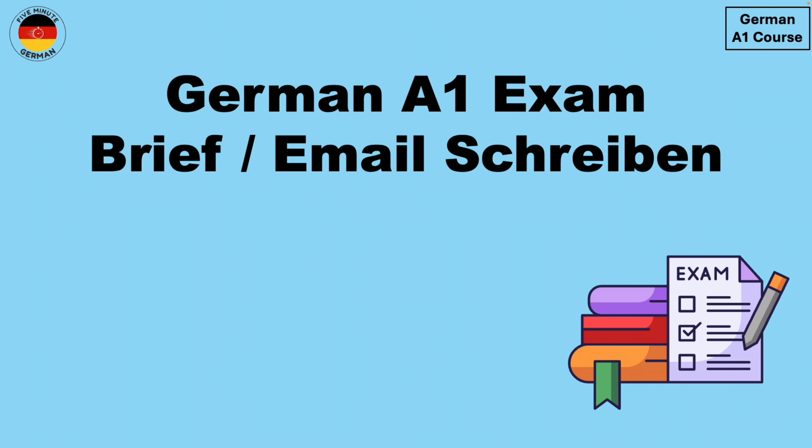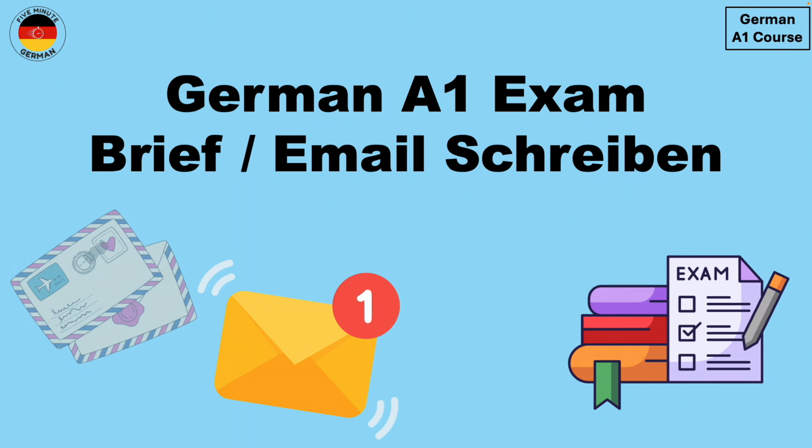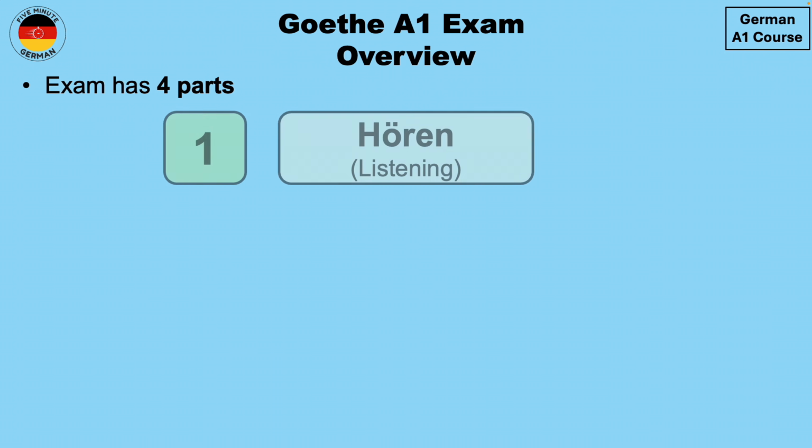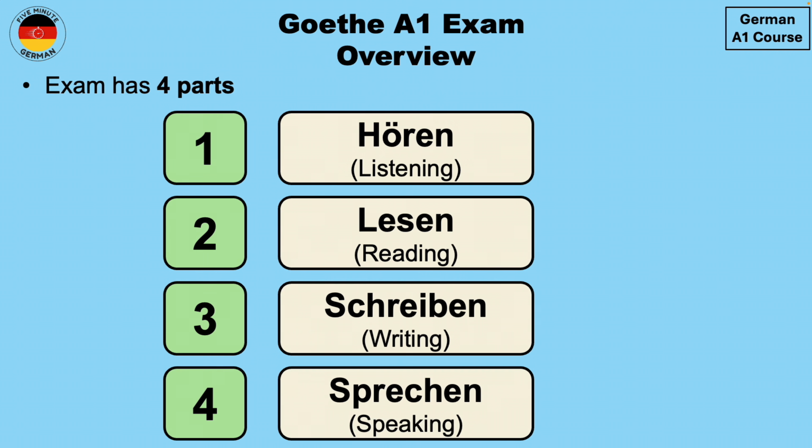So before I tell you how to write a brief or an email in the A1 exam, let's just quickly take a look at what are the different parts of the A1 exam. So for those of you who don't know, there are 4 parts in the A1 exam. These are Hören, which is listening, Lesen, which is reading, Schreiben, which is writing, and Sprechen, which is speaking.